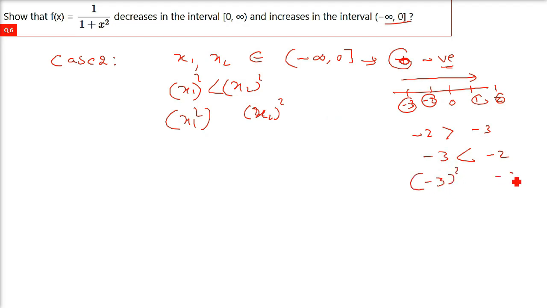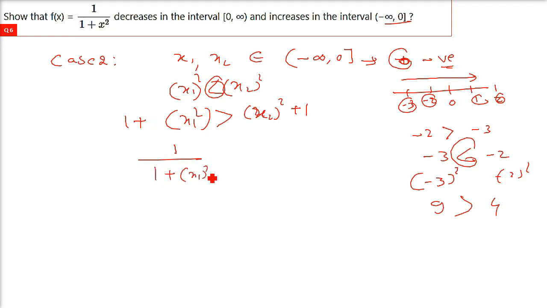Now square it. When you square it, you get 9 and 4. Now the sign will change. -3 was less than -2, but indeed, when you squared it, 9 is greater than 4. That is why x1 square is greater than x2 square. Now you add 1. Doesn't matter. 1 added, the sign will not change. You have just seen that in case 1. Now take the reciprocal. I told you the reciprocal will also change the sign. That is, the greater than sign will become the less than sign.